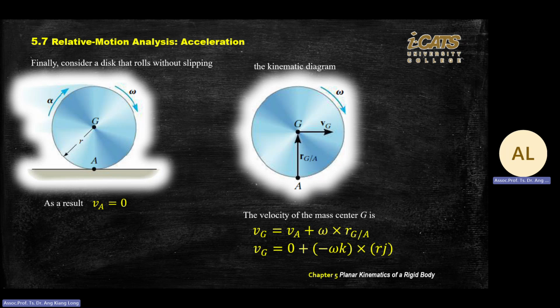So VA is 0 and omega is negative. Why negative? Because we use right-hand rules. This one is clockwise, so you use right-hand rules pointing inside the screen, you get negative. And we put in k there because it's the Z direction. Your thumb is the Z direction. RG/A is j because it's pointing in the Y direction, pointing to the center of mass.